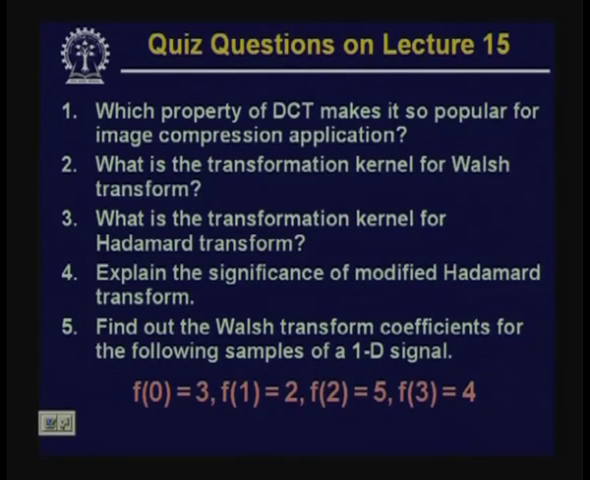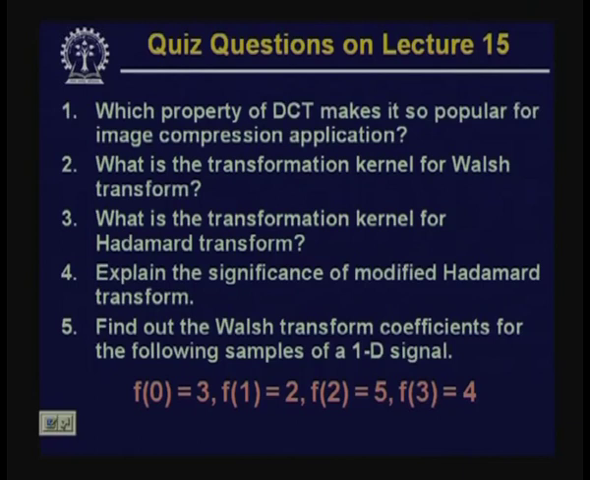Now, coming to today's quiz questions. The first question is, which property of discrete cosine transform makes it so popular for image compression applications? The second one, what is the transformation kernel for Walsh transformation? Third question, what is the transformation kernel for Hadamard transform? Fourth question, explain the significance of modified Hadamard transform. By modified Hadamard transform, I mean the ordered Hadamard transform. So, explain the significance of ordered Hadamard transform.